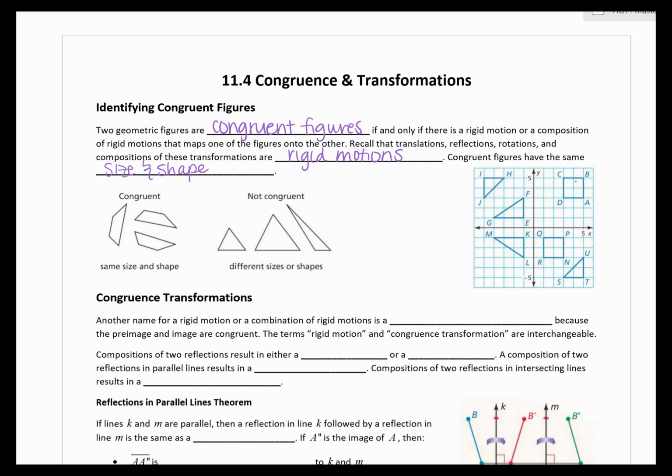Over here on the grid, go ahead and take a moment to pause the video and match which ones are congruent figures.